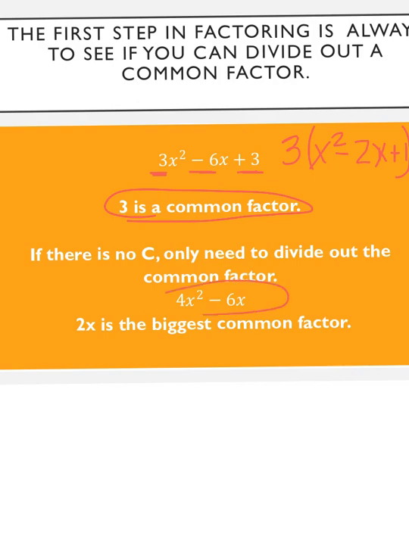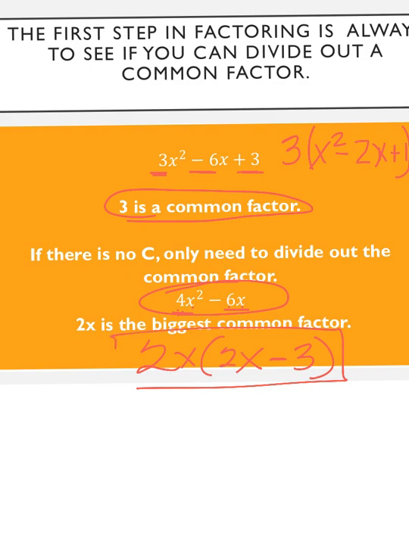And when there is no c, this dividing out is all you need to do. You're going to look for the biggest common factor and divide it out. So in this case, 2, 6 and 4 can be divided by 2, and they both have an x. And so when you divide that 2x out, you're going to have a 2x there, because 2x times 2x is 4x squared. You can divide out that negative 6x, and you'll have a negative 3. Now you have the factors of that quadratic.